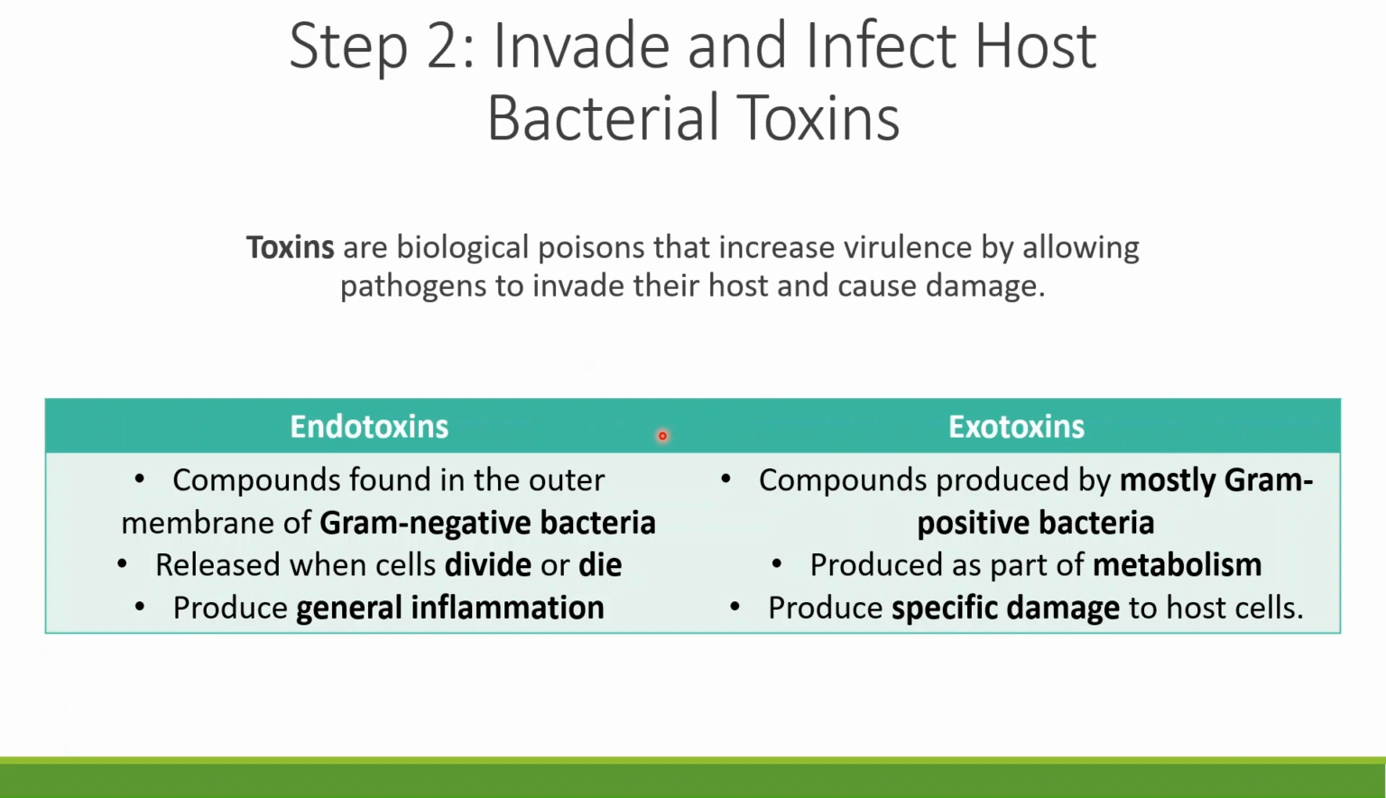Endotoxins are released when the cells divide or die, and they are found not outside of, but in the outer membrane. So they're attached to that bacterium. And they're typically associated with gram-negative bacteria that have that outer membrane that you can attach things to on the outside. Whereas exotoxins are compounds mostly found in gram-positive bacteria, and they're part of metabolism, and they can be released to produce specific damage to host cells.